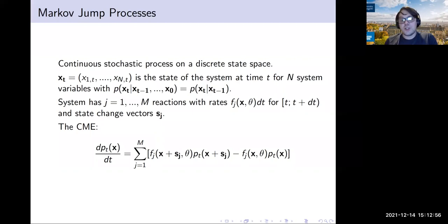And that's going to change as a function of all of our M reactions and how each of those M reactions changes the state probability vectors, which are going to change from X to X plus Sj. And we're multiplying them by the corresponding rate constant for that particular rate.